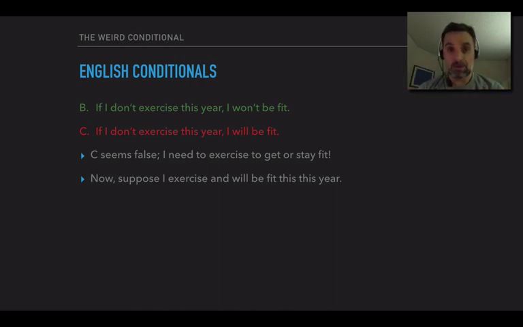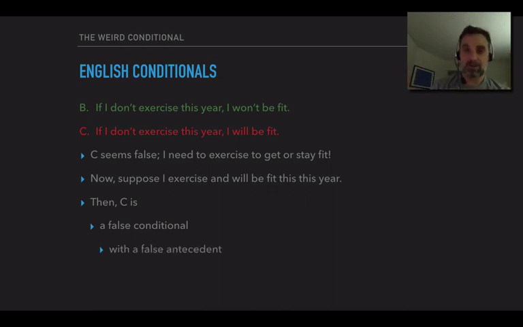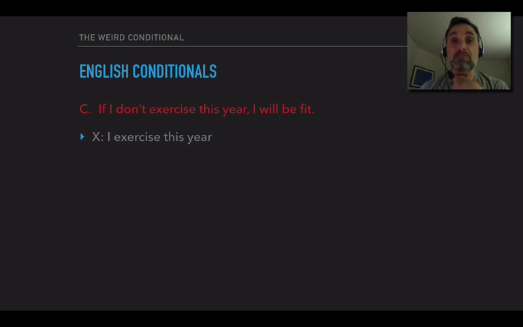So let's suppose though that I do exercise and I will be fit this year. Okay, well that seems like that means that C is false, right? C says if I don't exercise this year, I will be fit. We've already agreed that C is false. But note that it's false now, supposing that I do exercise and will be fit this year. Its antecedent is false, right? We said I am exercising, and so it's false that I don't exercise. So the antecedent of C is false. And what about the consequent? The consequent is true because we said I will be fit this year. So we've already agreed that C is false, and now we've observed, oh, it has a false antecedent and a true consequent. That's interesting.